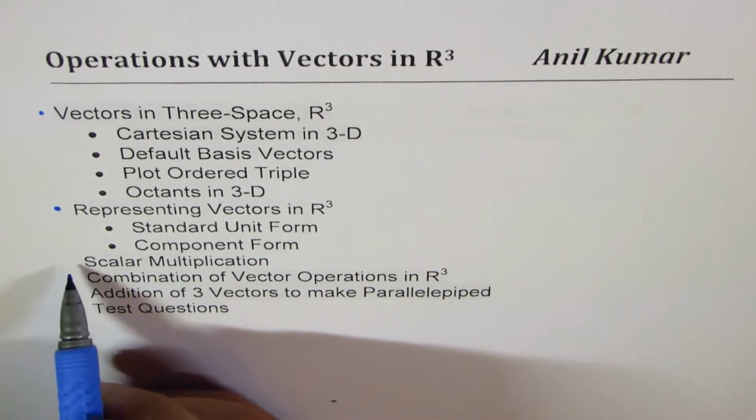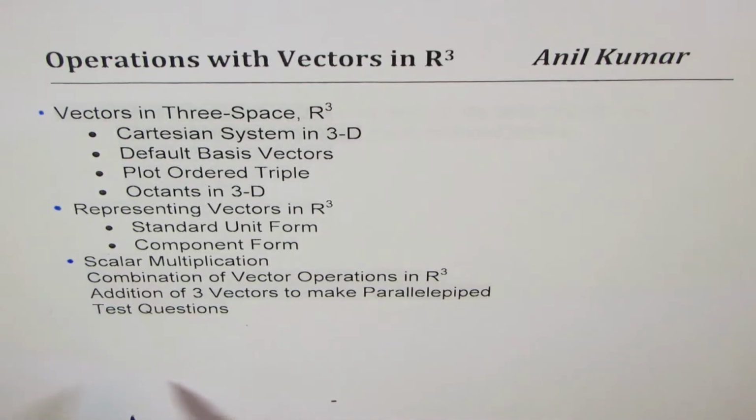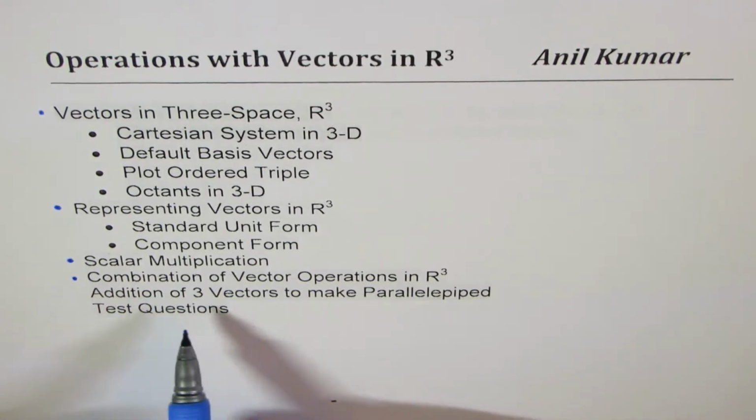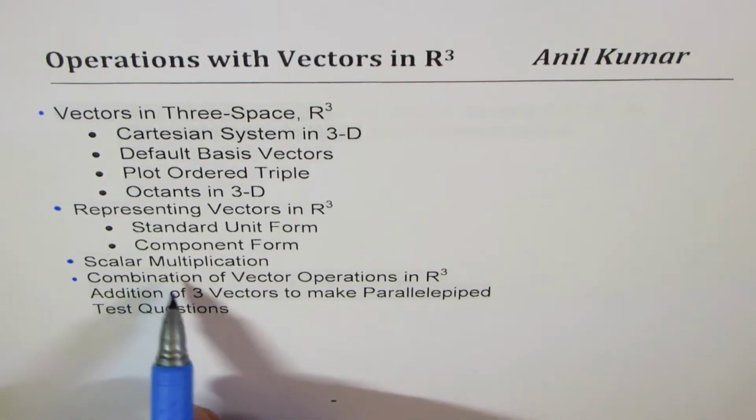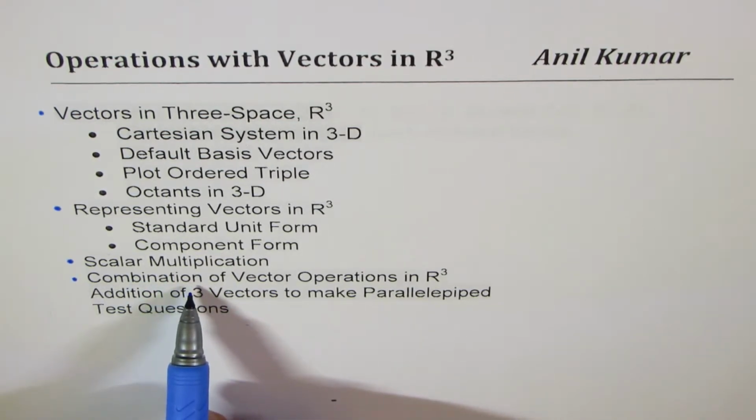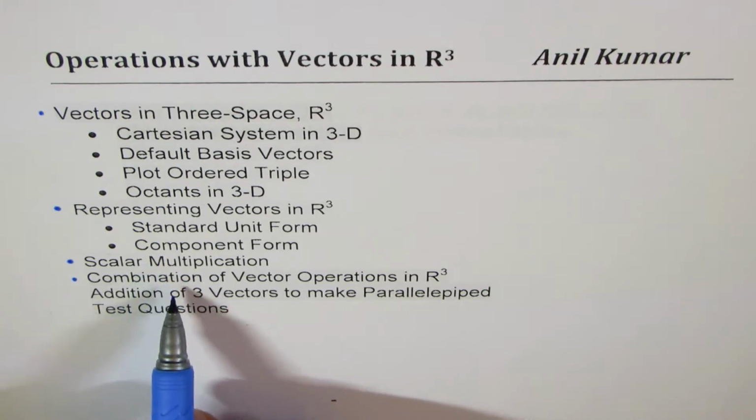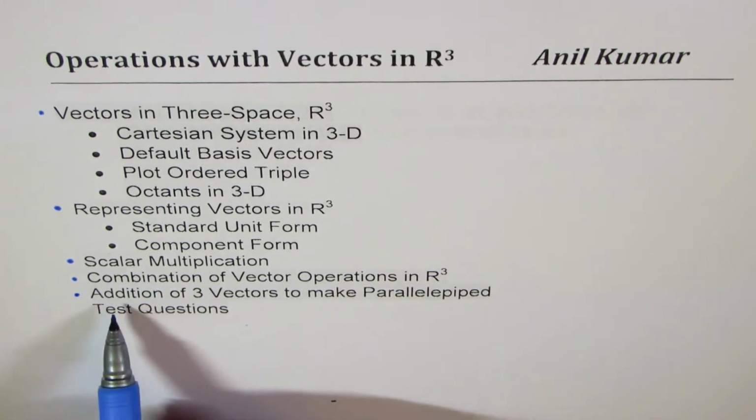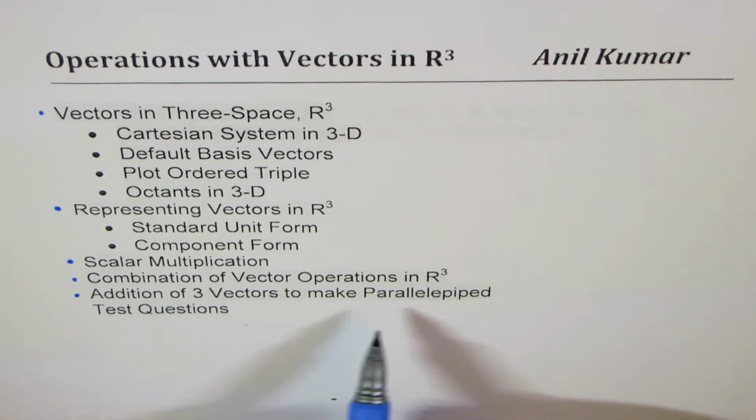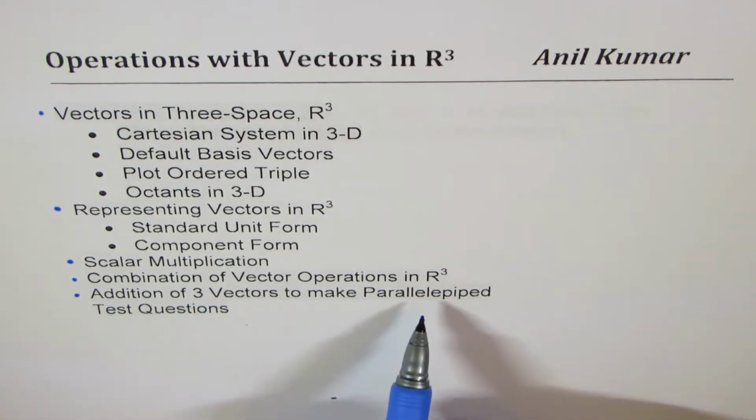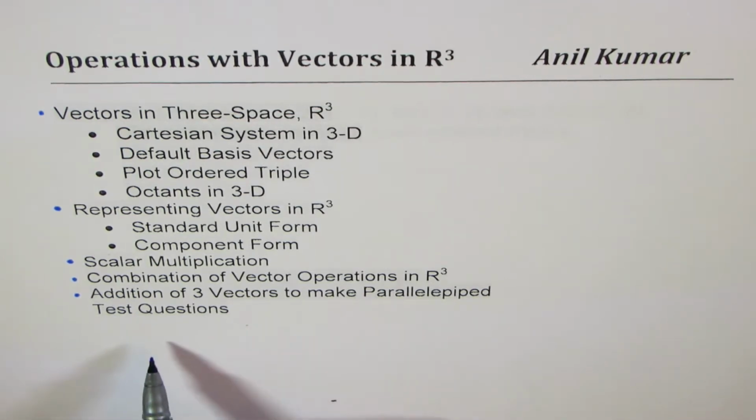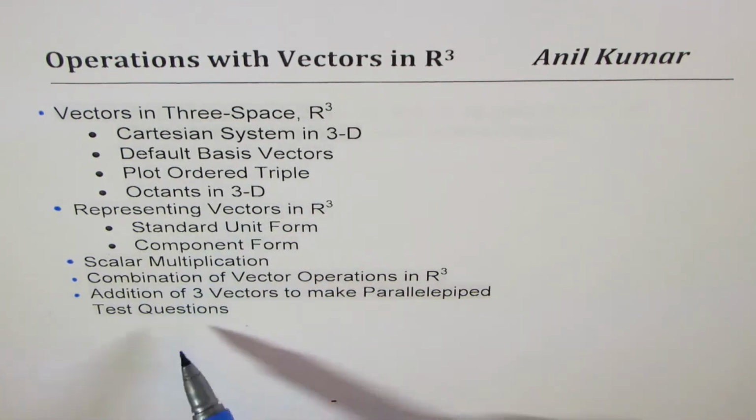We'll take a few examples. Scalar multiplication and addition are the two operations which we are going to discuss in detail. I'll take up examples from previous test papers on these topics. And then, if we add 3 vectors, it makes a parallelepiped. We will see how to sketch one. And as I mentioned, test questions. All the questions above will be from previous test papers.